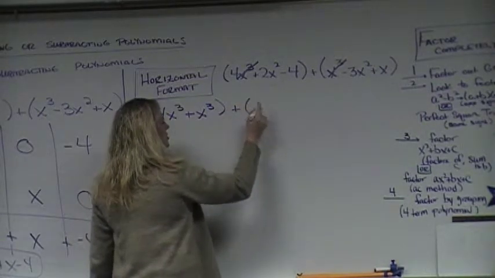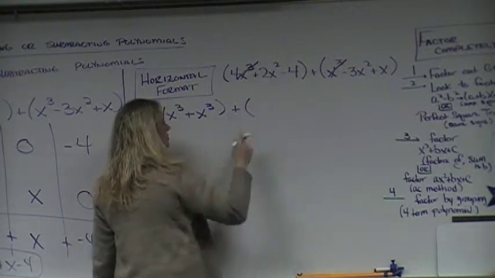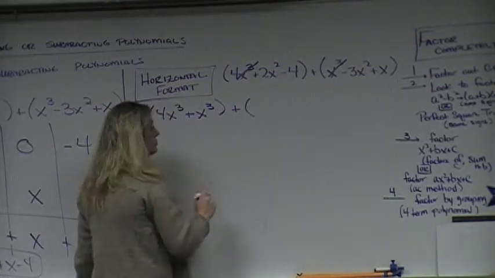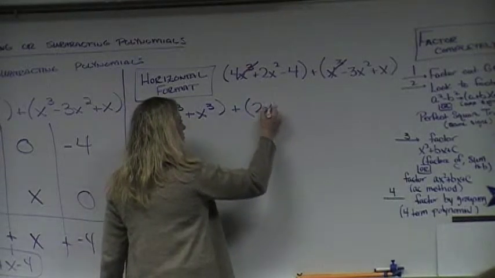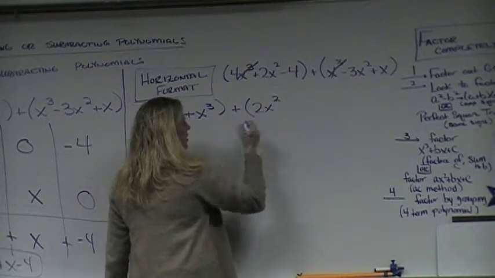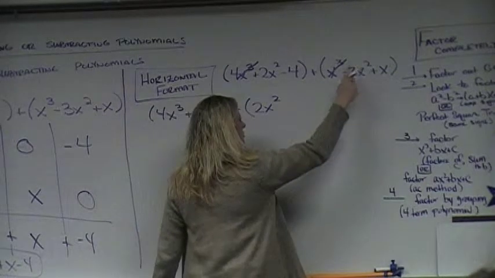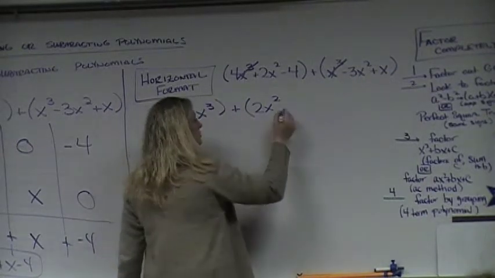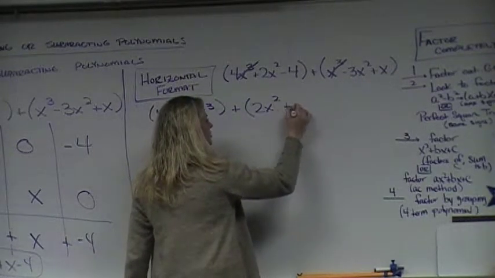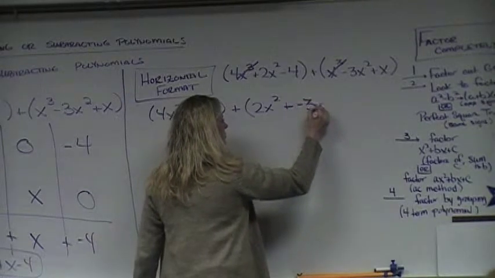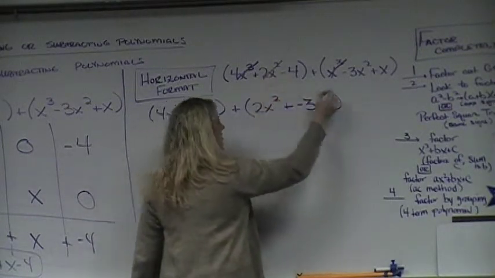Plus, what do you notice is the next highest degree in this polynomial? 2x what? 2x squared, right? Is there a square term over here, or degree of 2? Is there a negative 3x squared? Okay, so I'm going to cross off those.